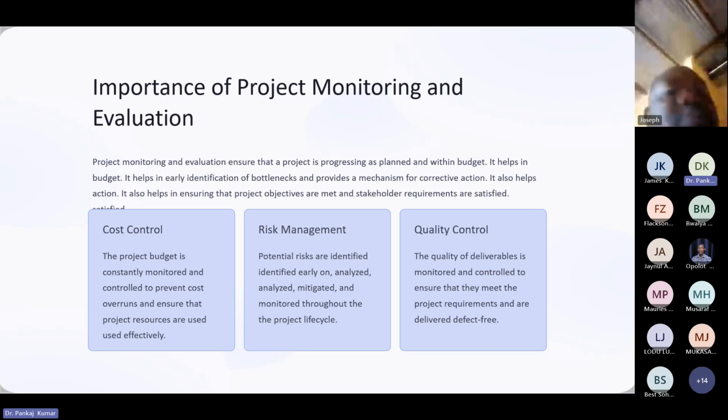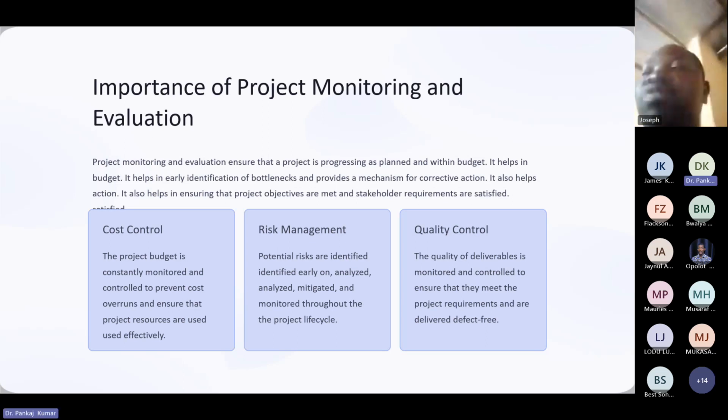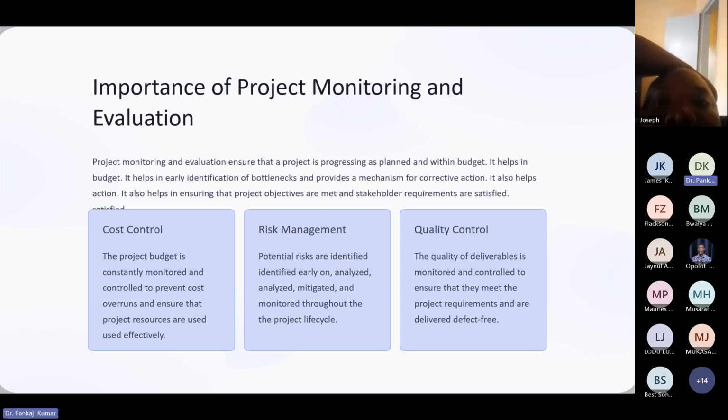When data indicates that certain strategies are not working or that new opportunities have arisen, be flexible enough to make necessary adjustments. And finally, we should ensure that ethical principles are upheld throughout the monitoring and evaluation process, including informed consent, confidentiality, and data security. So these are the basics of project monitoring and evaluation. Now we will discuss the importance of project monitoring and evaluation.